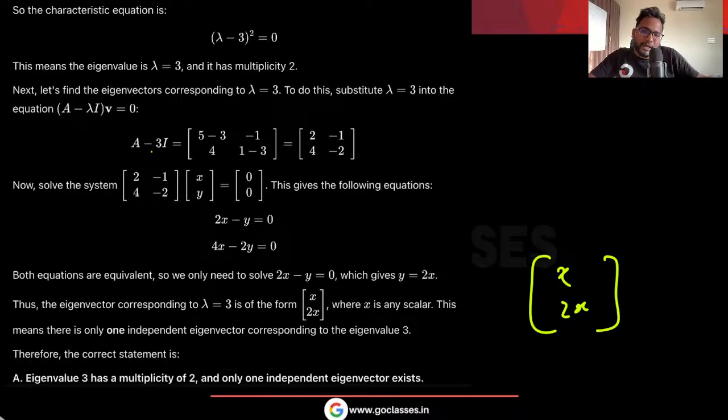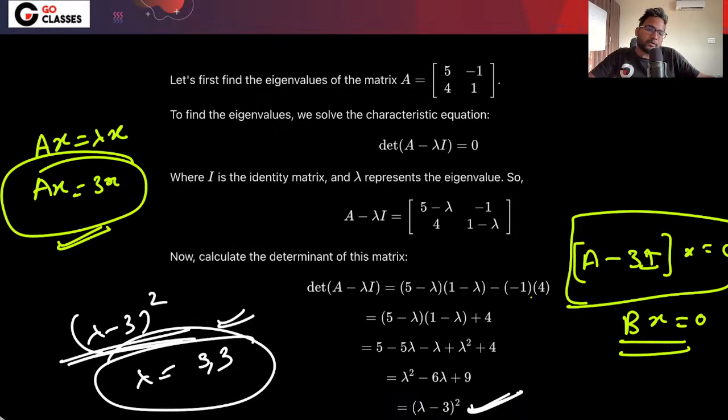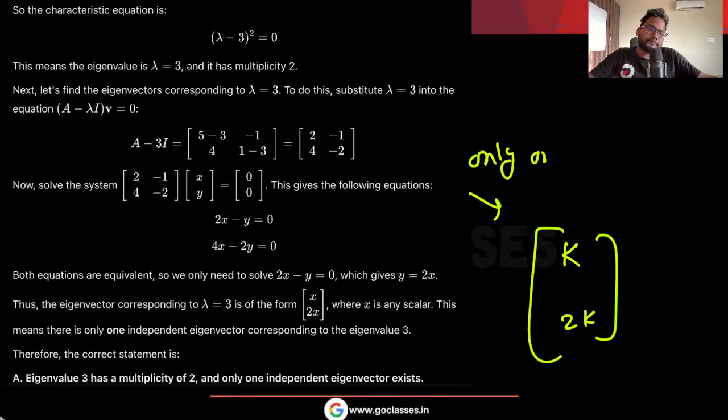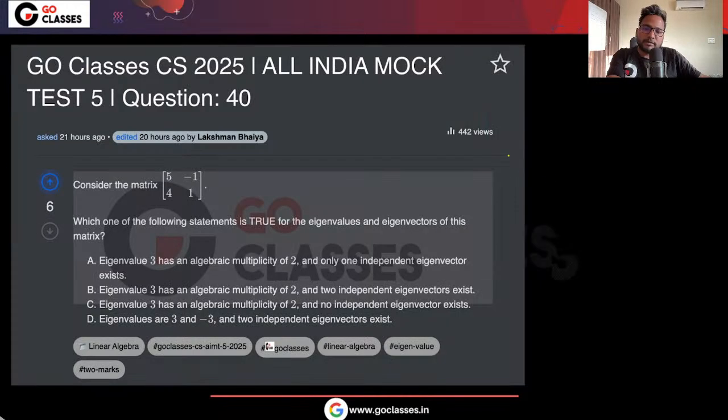Okay, or from here directly you can observe that this is x, and then if you just add 2 into this, then you will be getting 0. Okay, from here you can directly observe. So k, 2k, you can say k, 2k. Okay, for lambda equal to 3, the eigenvectors are k, 2k. So there is only one linearly independent eigenvector, right? So what is the correct answer? Only one. So I think A is the correct answer. Is this okay to everyone?